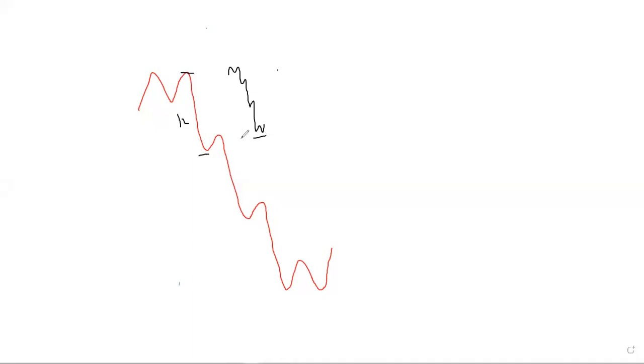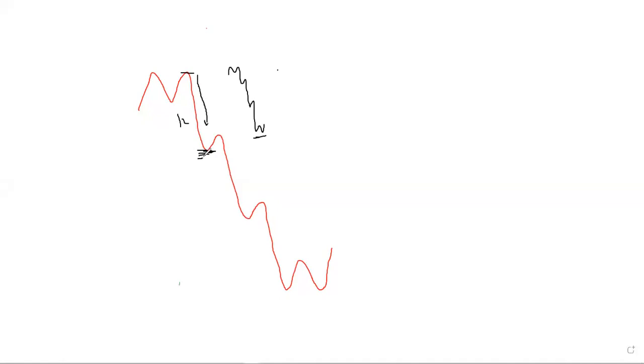Pullback. Level one pullback. Level one consolidation. One level. Yeah, right? Yes. So this point on M15 is here on H1, right? That means that at this particular point, H1 has done its level 1 drop.